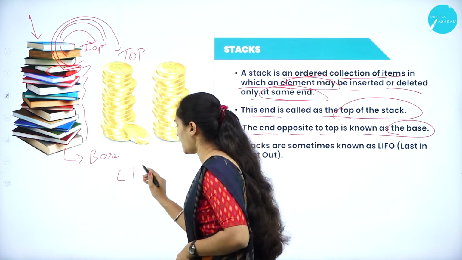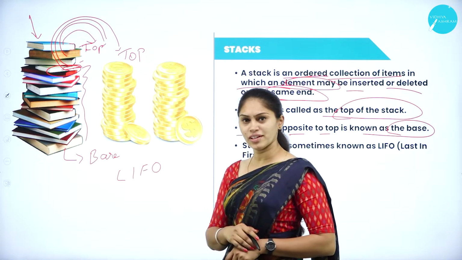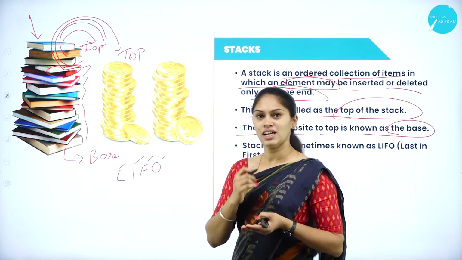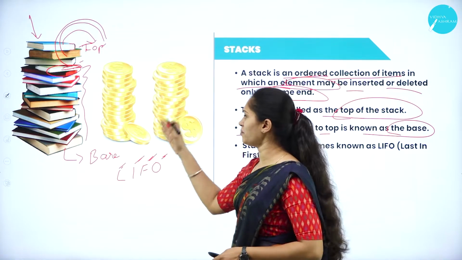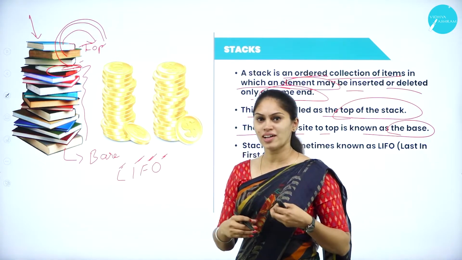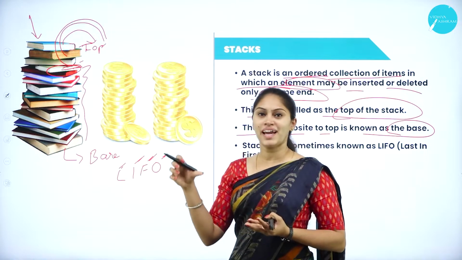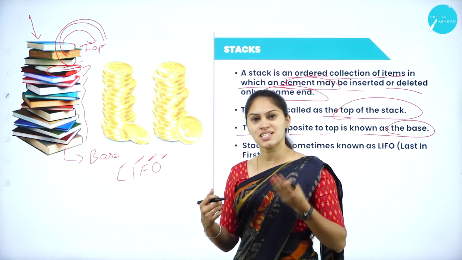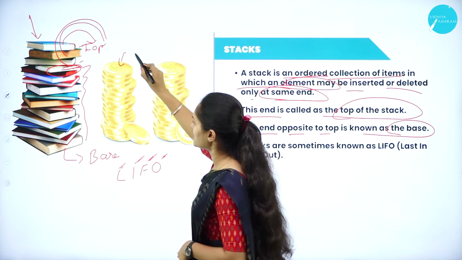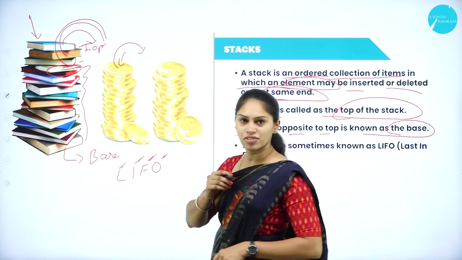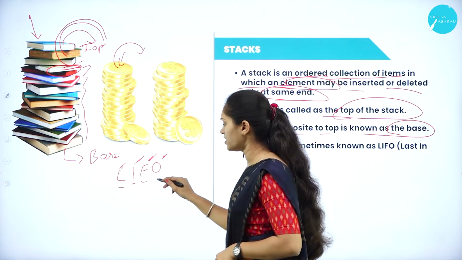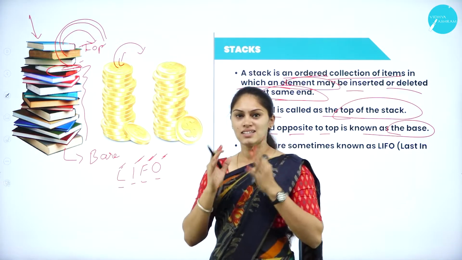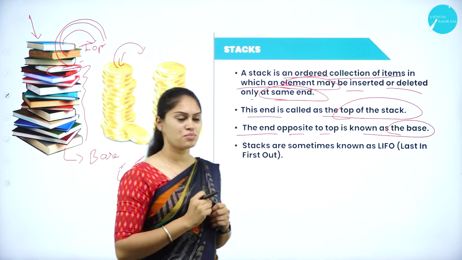That is LIFO. LIFO in the sense what? Last in, first out. So if you look into the image of this stack, that is a stack of coins, which coin is going to be deleted first? That is the one at the top. So it came last and it is going to be deleted first. That is last in, first out. Those who come last are going to leave first. That is the scenario you have to understand when it comes to stacks.